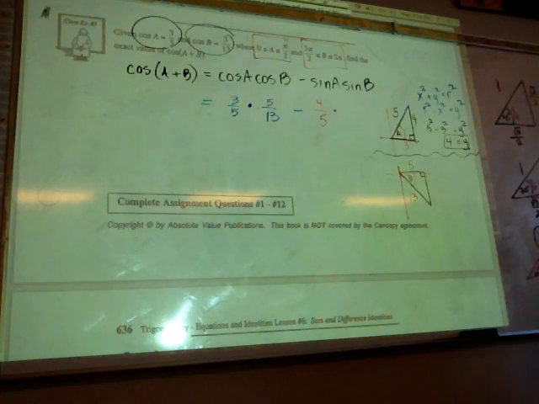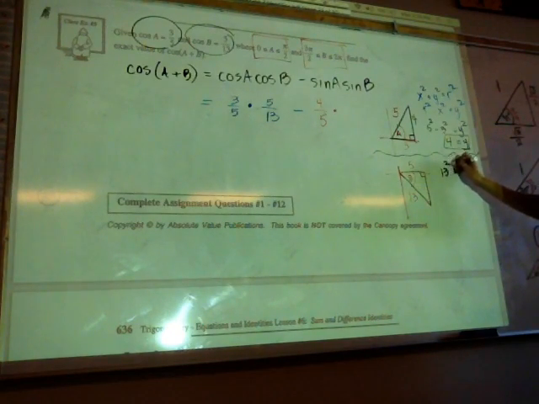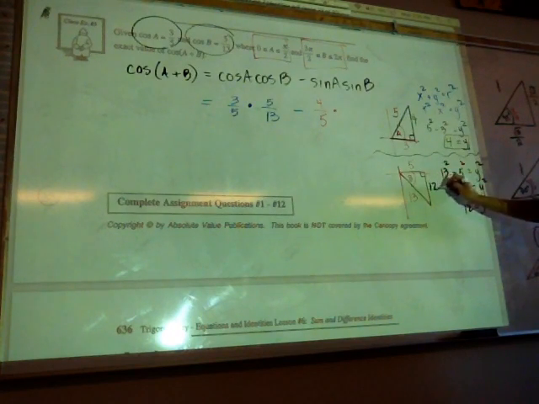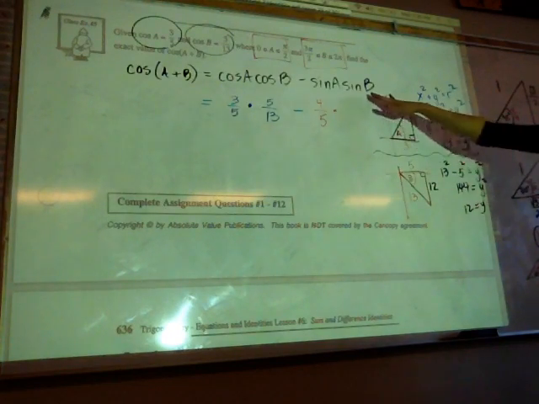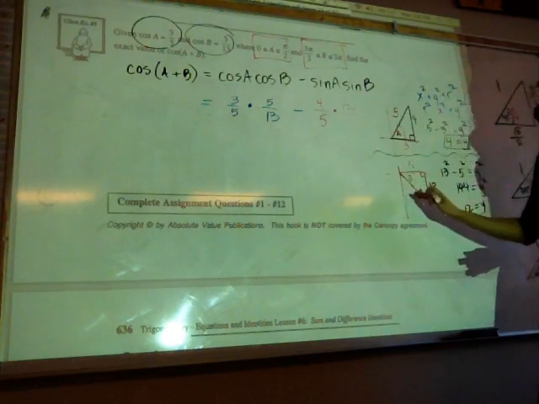Now let's find the y coordinate for triangle B. Okay, hypotenuse is 13 squared. We're going to subtract x squared, so 5 squared, and that will give us y squared. When you solve for y, what do you guys get? 144? So y equals 12. Okay. So sine B will be opposite, 12, over our hypotenuse, 13.